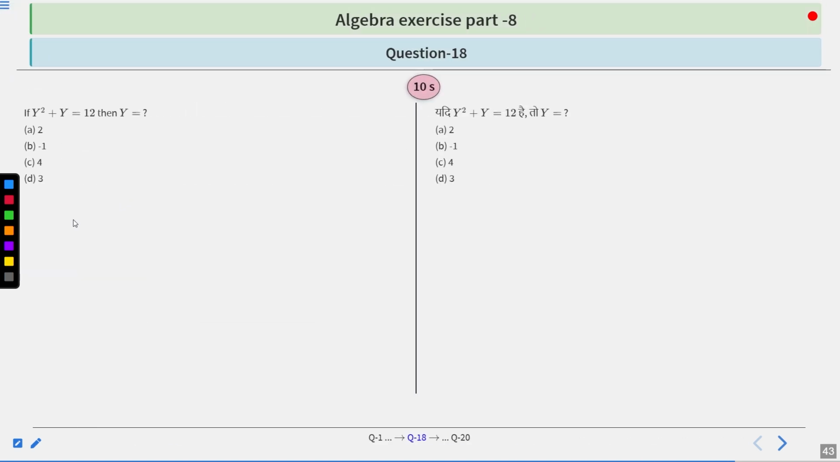Next is, if y square plus y is equal to 12, then y equal to question mark. Option A is 2, option B is -1, option C is 4, and option D is 3. These are the options, and I'm giving you 10 seconds to find out the correct answer. After that, I will do the solution for you.